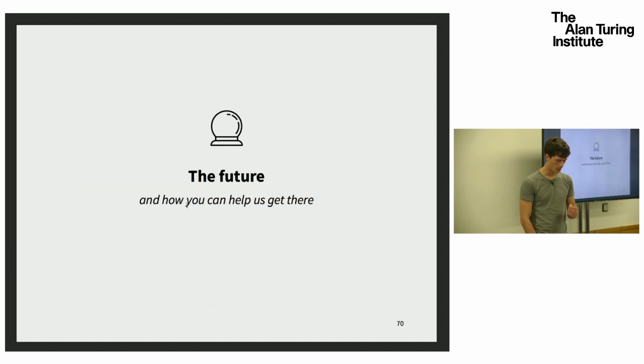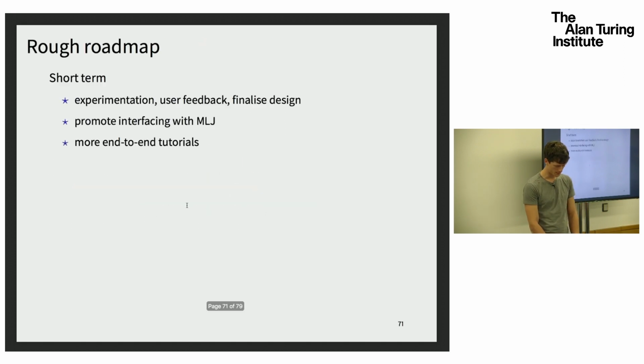So where are we going? In the short term, we want to experiment, get user feedback, finalize the design, and promote interfacing with MLJ. So if people have MySuperModel.jl that they can easily interface with us, we'll help people do that. If you happen to be such a person, or you know such a person, please get in touch. And we'll add end-to-end tutorials as well.